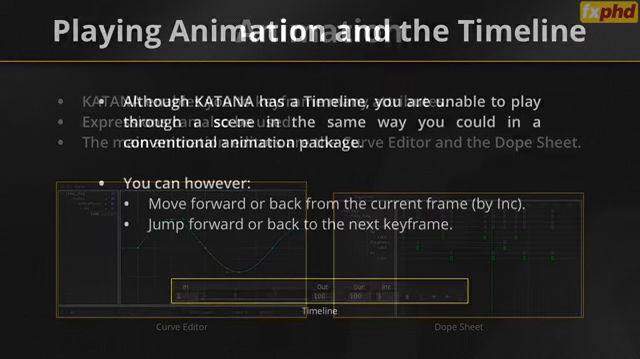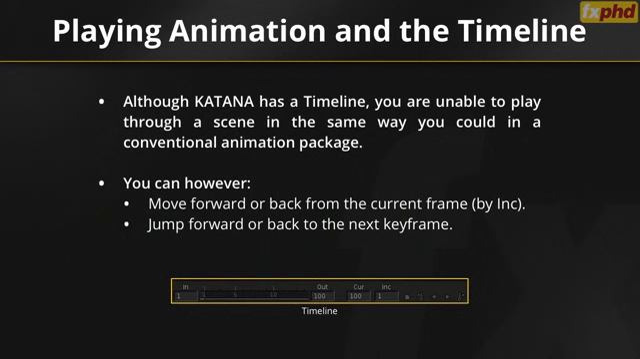Okay, but you do have some limitations. So we have a timeline, and the timeline obviously has the ability to move forward and back in time, etc. However, you cannot play an actual scene in Katana. So like in Maya, you would bring in some animation, hit play, and it just plays through, loops, loops, loops. In Katana, there is no play button. The concept of hitting play and watching your animation does not exist.